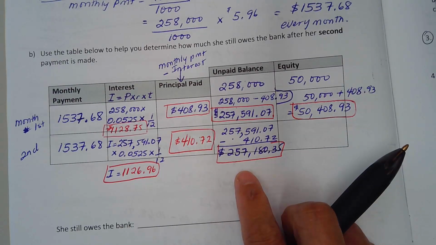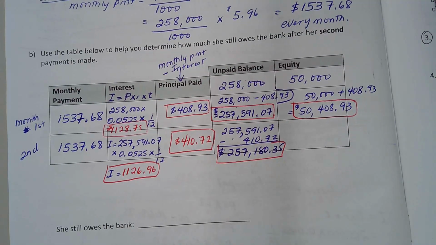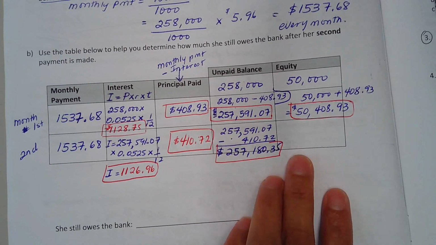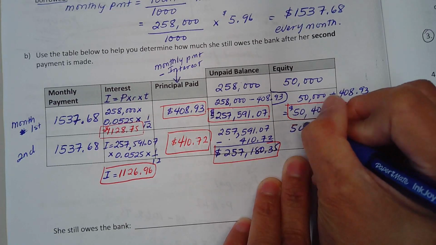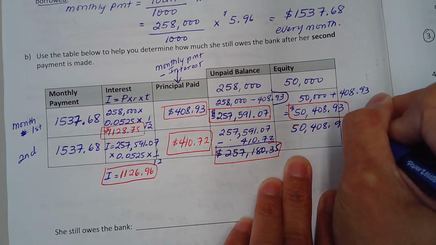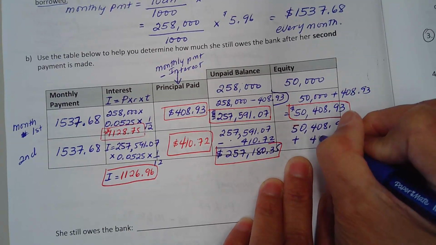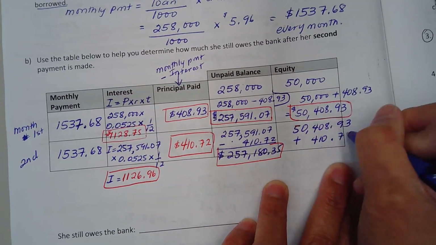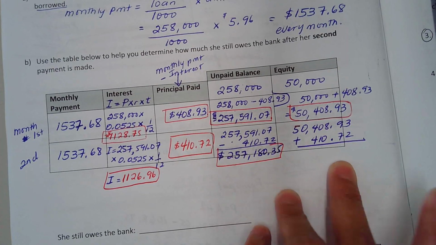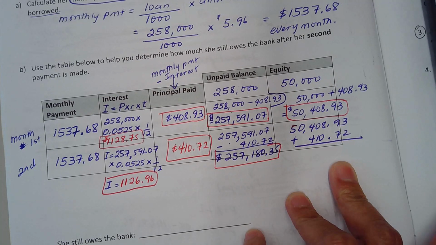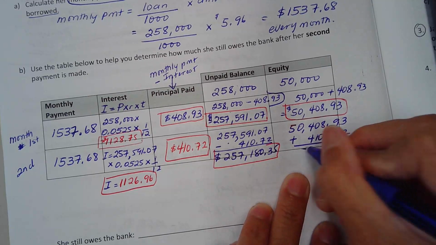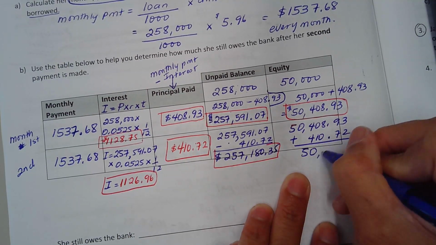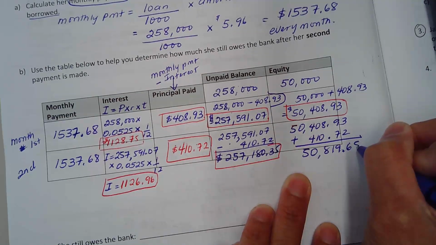So $257,180.35. As we can see, it's going down. Okay, and what about the equity? It used to be $50,408.93 plus whatever we paid towards our principal. So that's going to be $50,819.65.